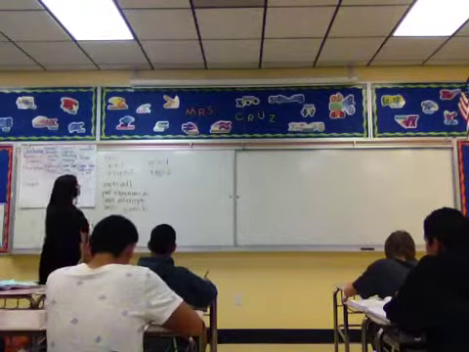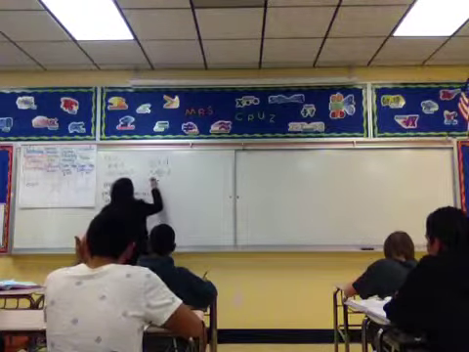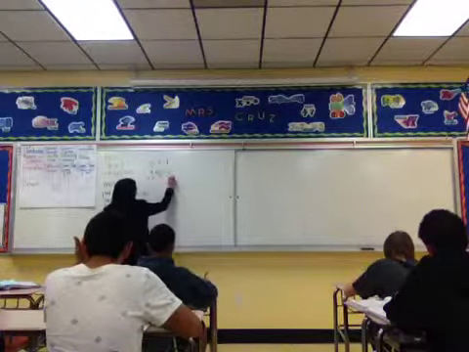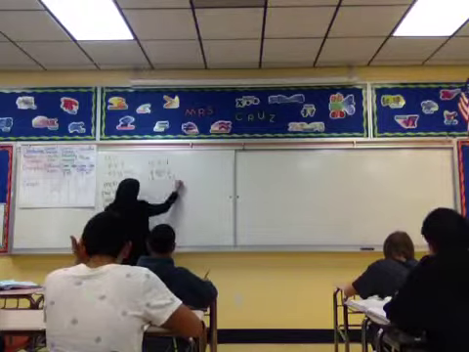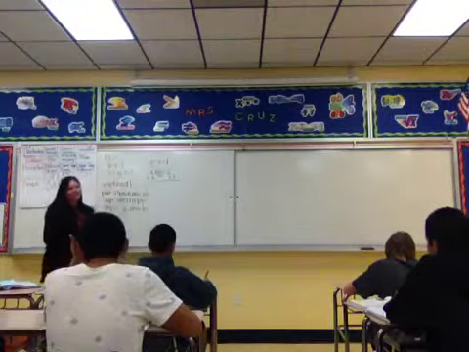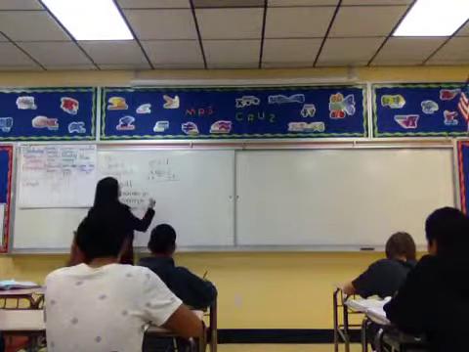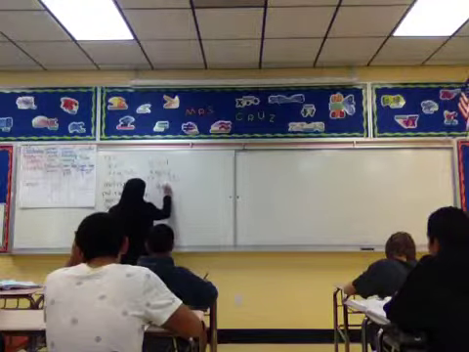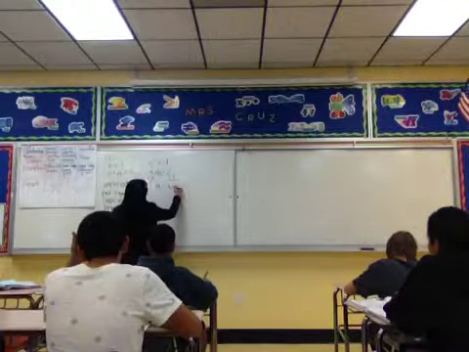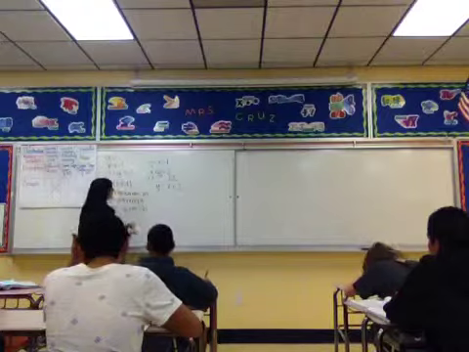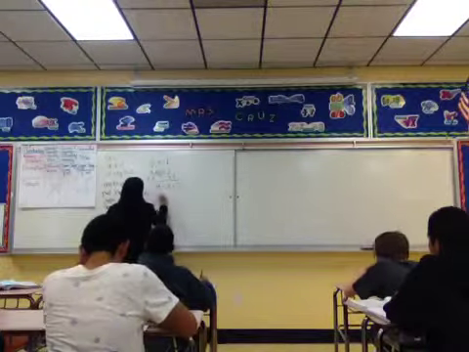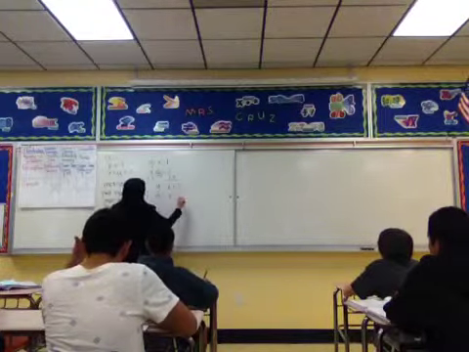To get y by itself, we add x to both sides. So then what are we going to end up with? Okay, so in our first equation we have y equals x minus 1.